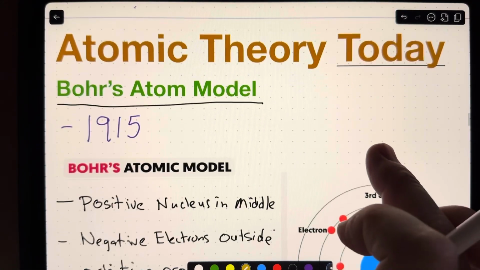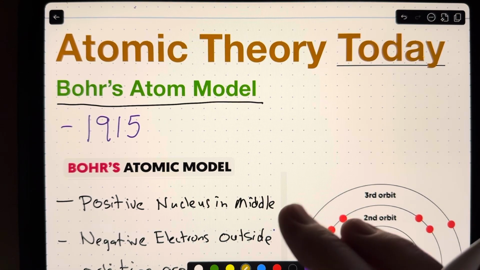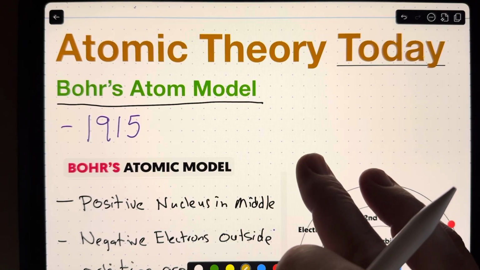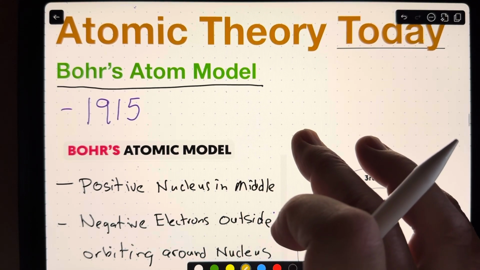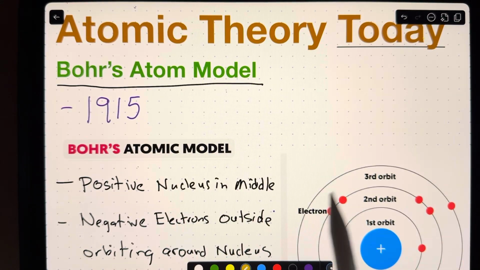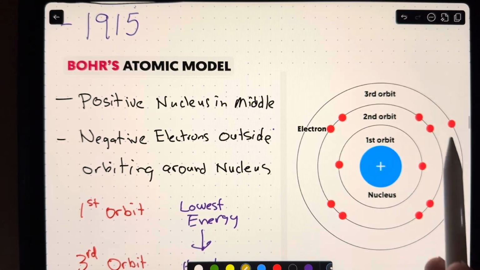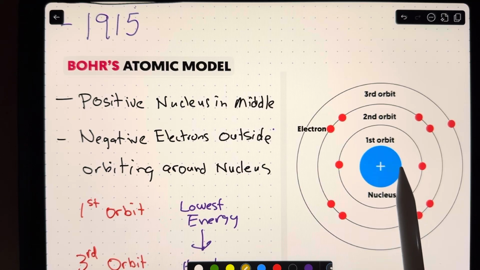Okay, now atomic theory. I'm not real big into history, but you should kind of know what we're looking at. So in the early 1900s, a guy named Niels Bohr had an atomic model, and in education, we use his model. You'll see it here. This is his atomic model. You need to know this for the test so you know what you're looking at.